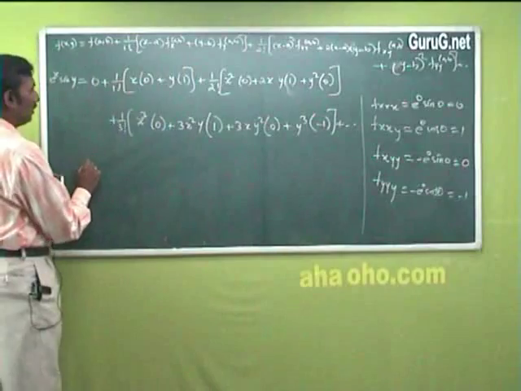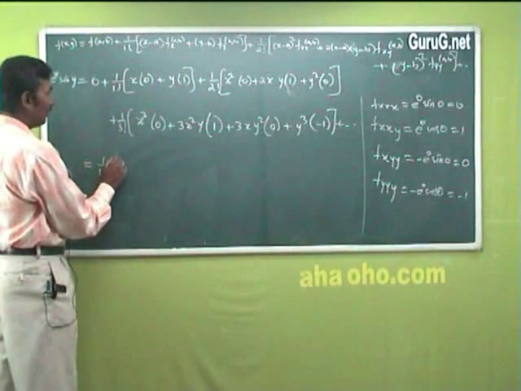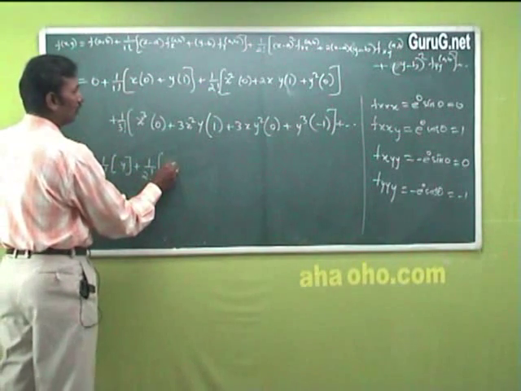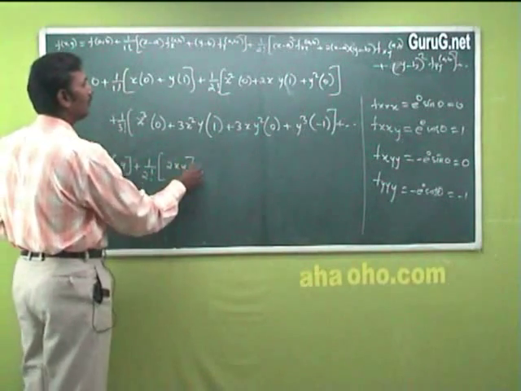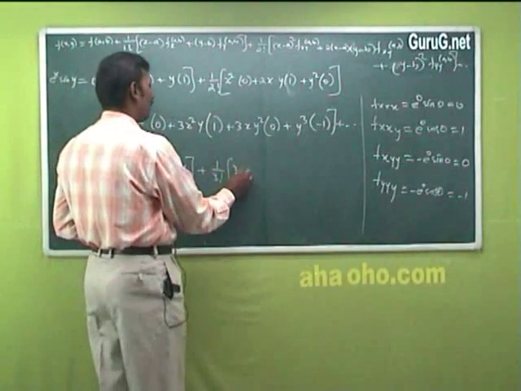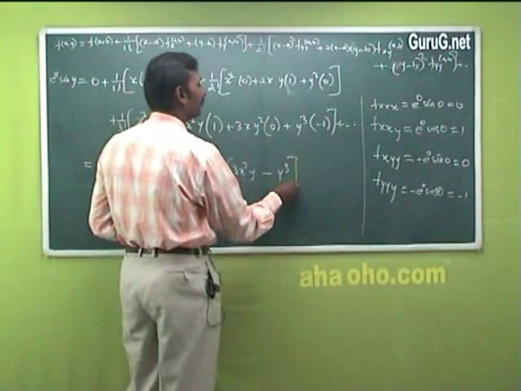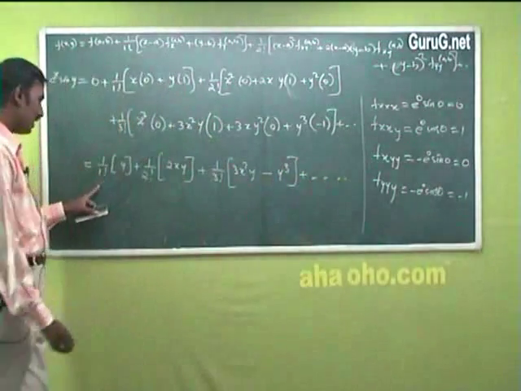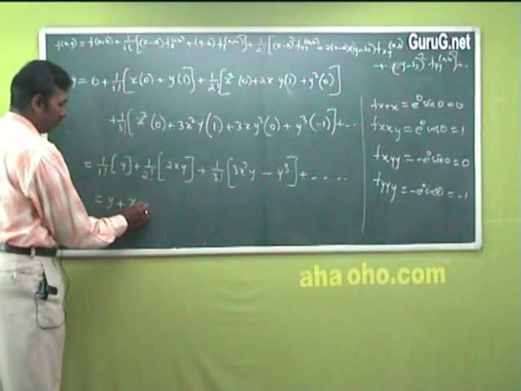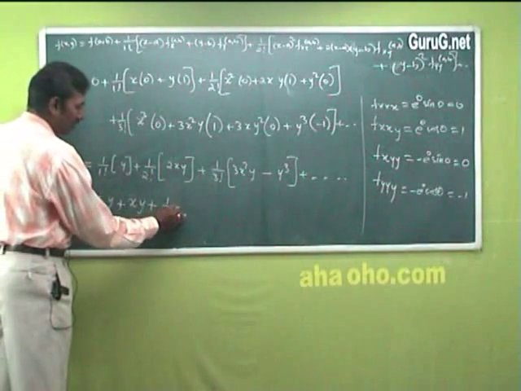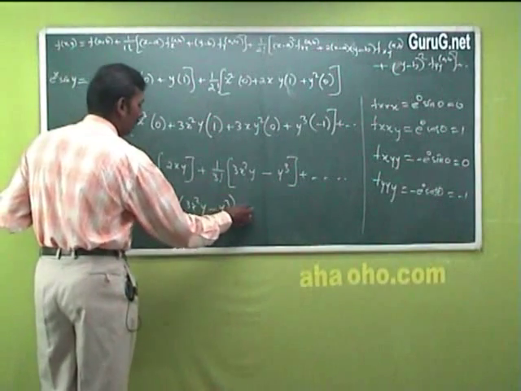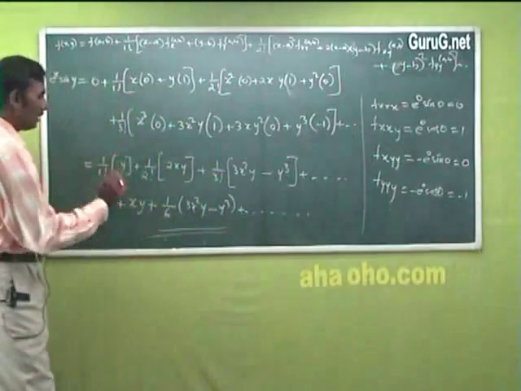Simplify it. So we have 1 by 1 factorial into y, plus 1 by 2 factorial into 2xy, plus 1 by 3 factorial into (3x squared y minus y cube), plus etc. 1 factorial is 1, so y; the 2 cancels in the 2 factorial term, leaving xy; and 3 factorial is 6, so 1 by 6 into (3x squared y minus y cube), plus etc. So this is another Taylor series.